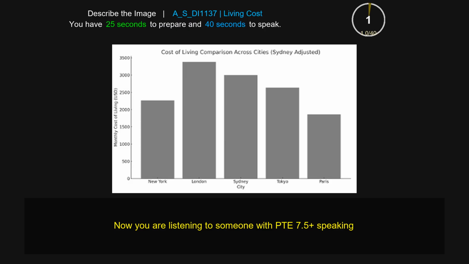The picture provides information on cost of living comparison across cities like Sydney and Adelaide. Whereas on the x-axis we have different names of the cities, on the y-axis we have the moderate cost of living in USD, which starts from 0 and goes up to 35,000. In the bar chart we have different sizes of bars, and the top one is London, whereas the middle one is Sydney, and Paris is the lowest one. Overall, the image gives information regarding cost of living comparison.